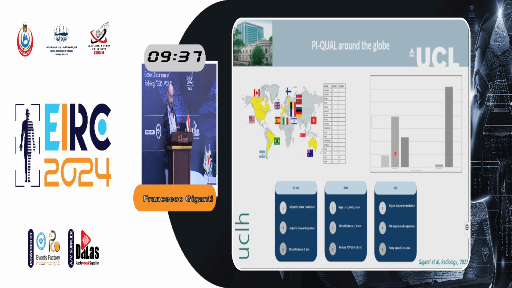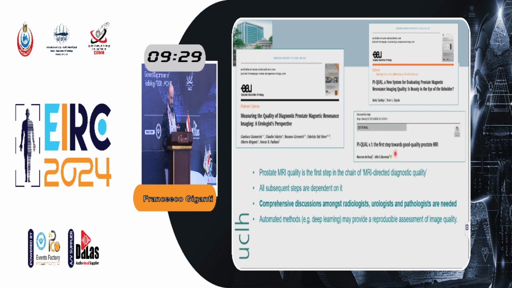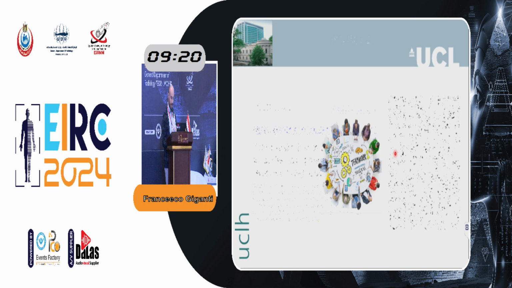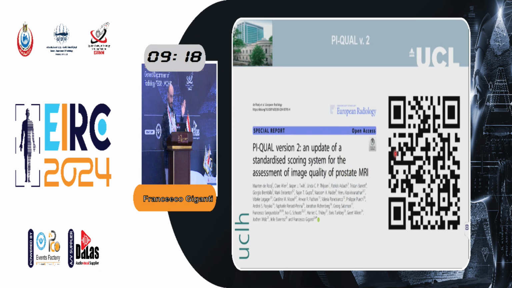And we started with some centers that were scoring PI-QUAL 3, sufficient image quality, meaning that it's easy and it can be done. We can change the way we do our prostate MRI. PI-QUAL has gained a lot of attention, a lot of editorials also from the urologists, and this is the reason why we gathered all together and we created version 2, that is this one, again open access, so feel free to download it and look at PI-QUAL version 2.